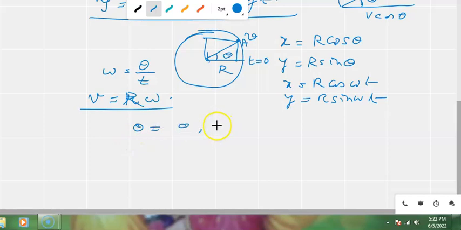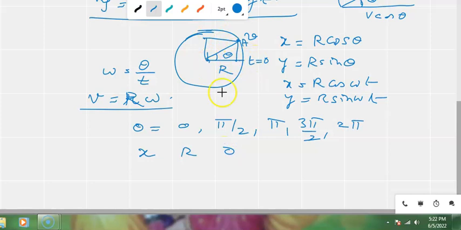Now with respect to t, we can see theta at different values: 0, pi by 2, pi, 3 pi by 2, and then 2 pi. This completes one revolution of the object in the circle. At these angles, the value of x is r at the start, then 0, then minus r, then 0, and then r.